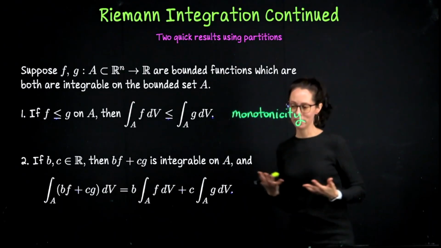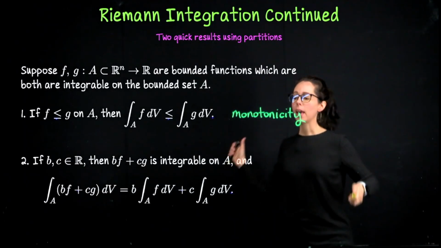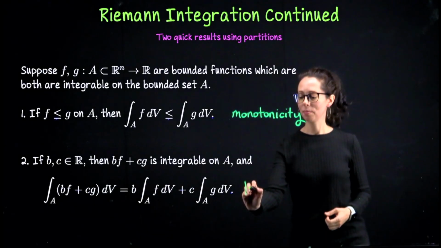So again, this behaves exactly as you would expect. We break up the integration across addition. We can pull out scalars, but we will prove that. And this property, of course, as I've alluded to with my language, is called linearity.